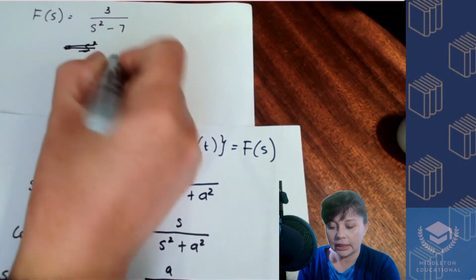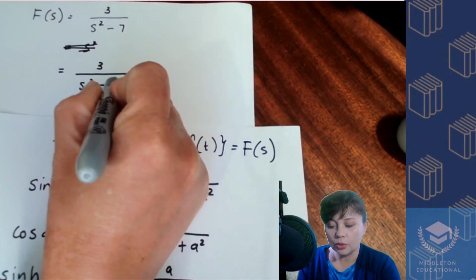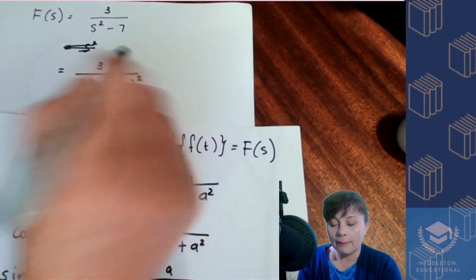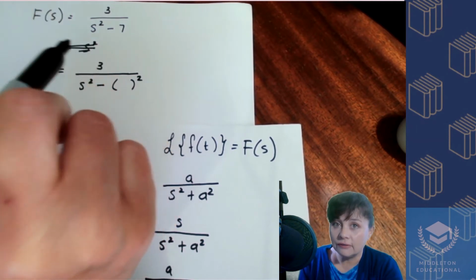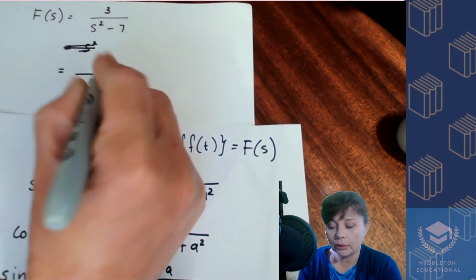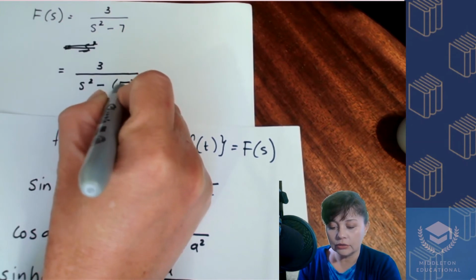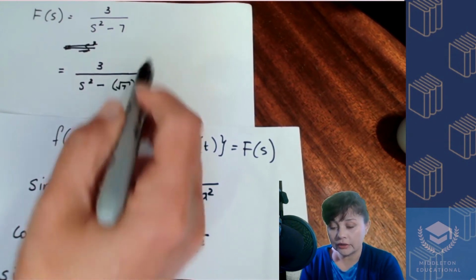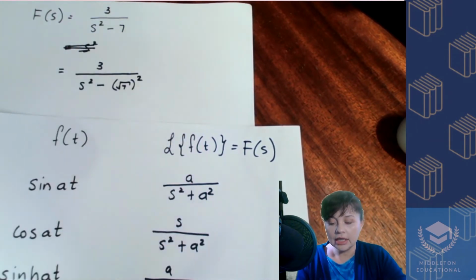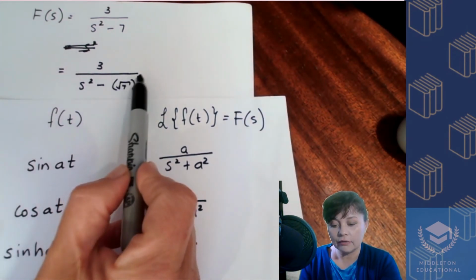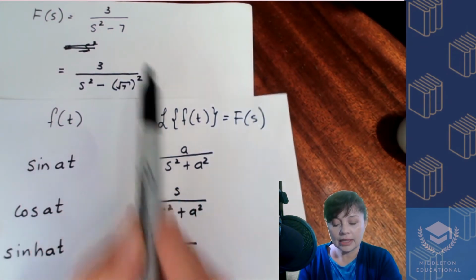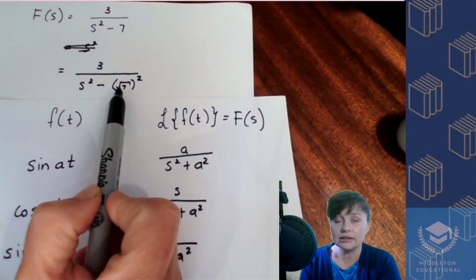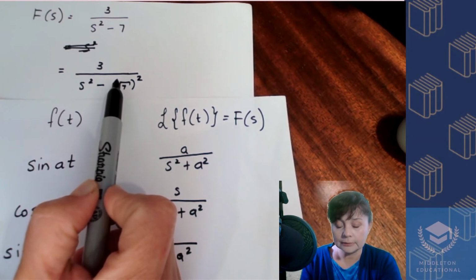s squared minus, we leave the 3 there. So we need a square on the outside, but we do not want to change the value of that function. The only way we're going to be able to do that is if we do the square root of 7, because the square of the square root of 7 is just 7, right? That means that we at least have the form of that second term the same as the form on your table. It means that a in this case is the square root of 7, right?